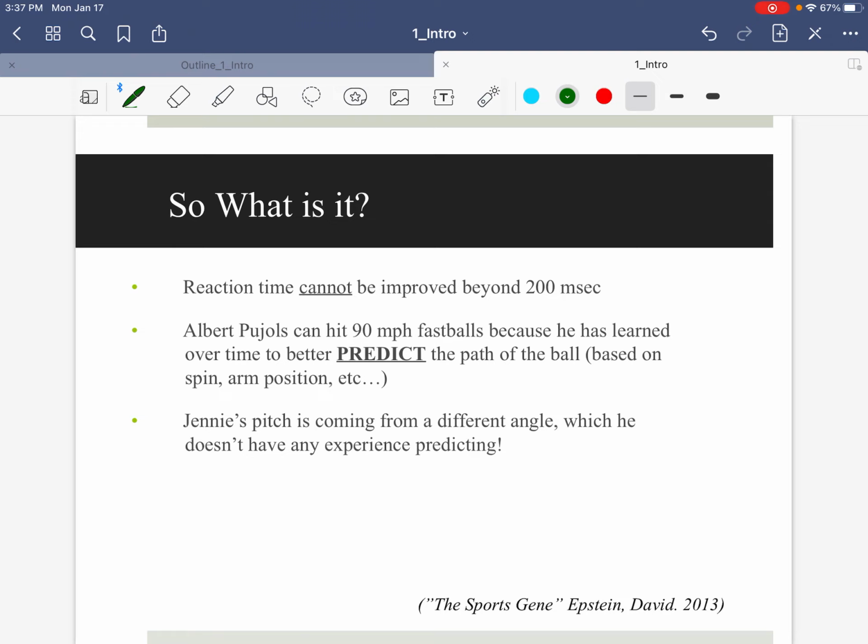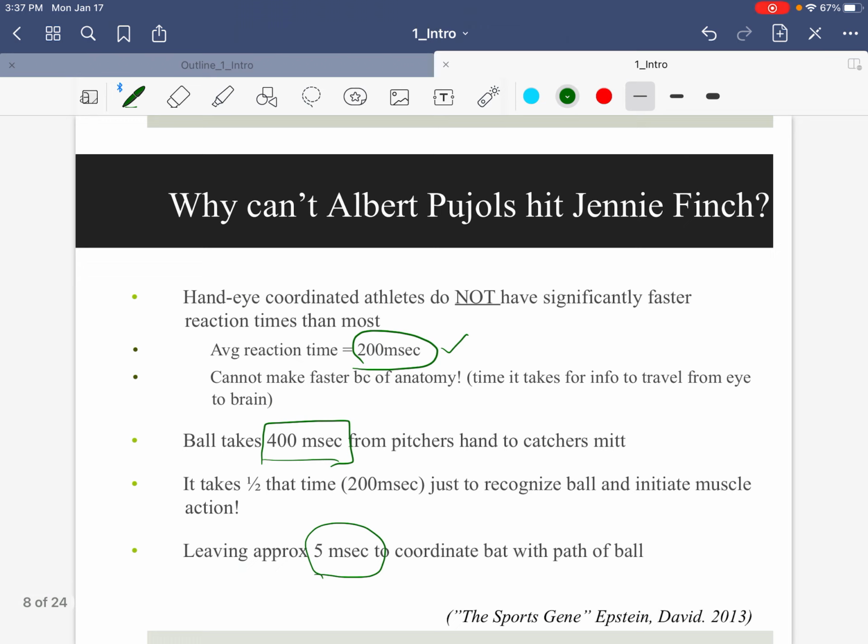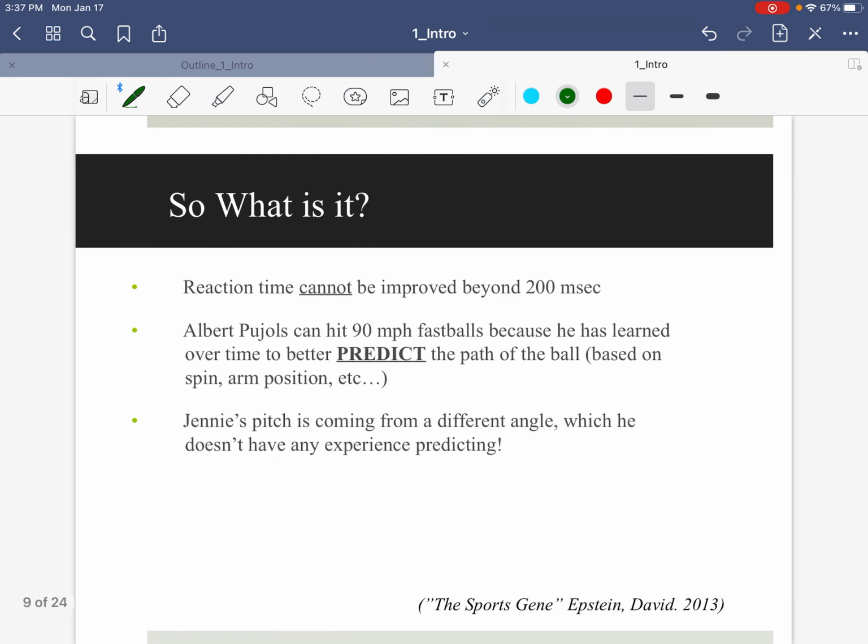And why couldn't Albert Pujols hit Jenny Finch's softball fastball? Well, with those 5 milliseconds, he got pretty good at doing it in baseball. But maybe you've been thinking about this. A baseball pitcher is coming from an overhead motion, whereas a softball player is coming from an underhand motion.